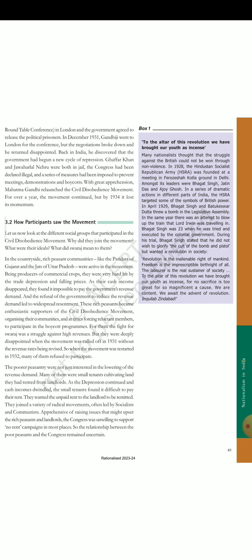Roundtable conference in London, and the government agreed to release the political prisoners. In December 1931, Gandhiji went to London for the conference, but the negotiations broke down and he returned disappointed. Back in India, he discovered that the government had begun a new cycle of repression.